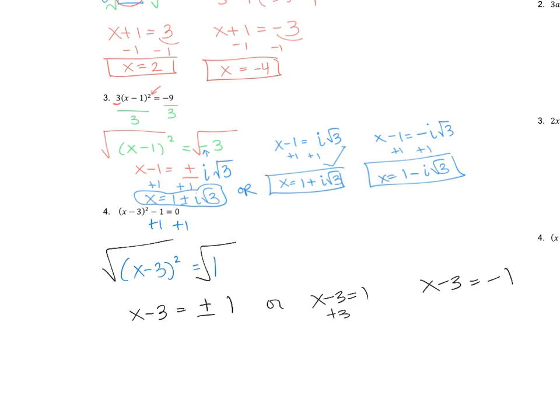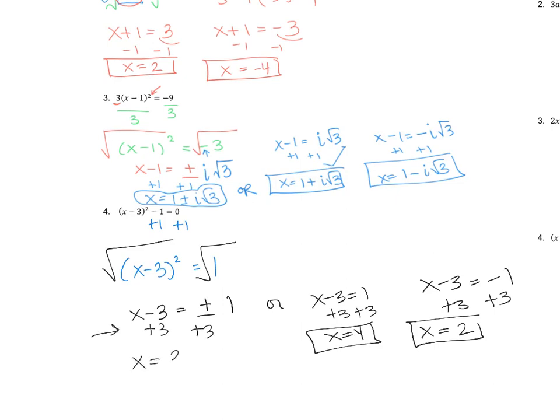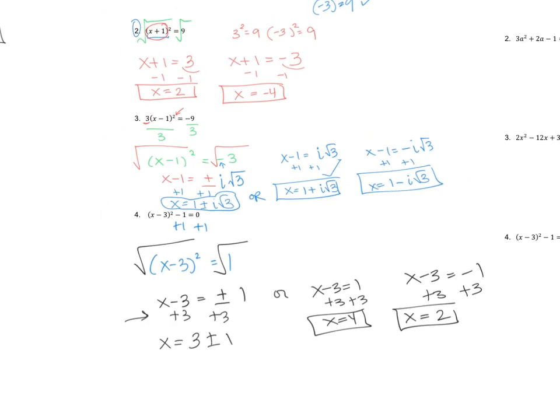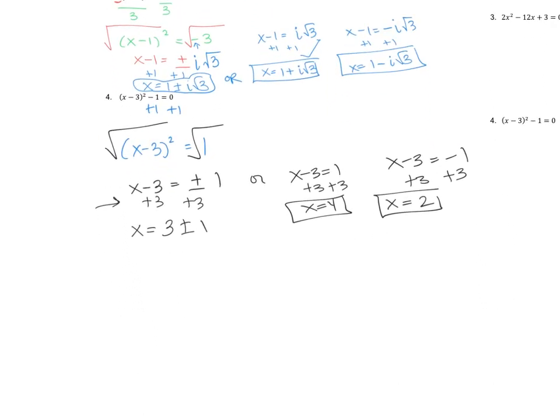So when you solve this, add 3, we get the 4 that we would expect. Add 3, we also get the 2 that was expected. So we get the 2 and the 4. If you write it in the first way, you can still add 3, but it looks like x equals 3 plus minus 1. You want to make sure that you simplify that. So that's 3 plus the 1 and 3 minus the 1, which gets you a 4 and a 2 for your x. So we're still getting the same answer, just a different way.